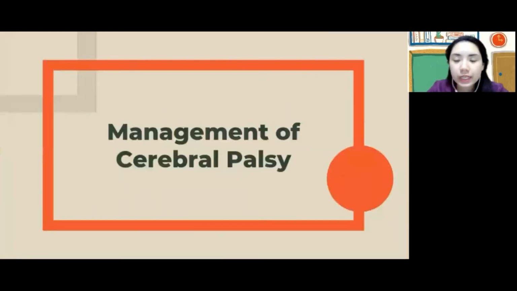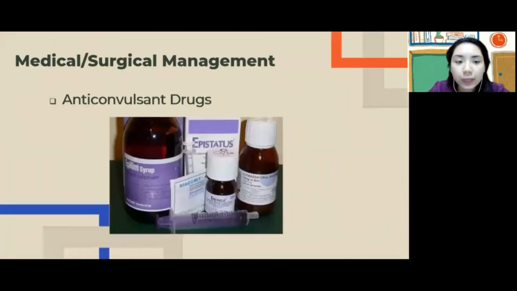Okay, so now let's proceed to the management of cerebral palsy. First, we have the medical and surgical management. This is anticonvulsant drugs, commonly used among those with epilepsy or seizures. These must be carefully monitored, and they may affect the state of the child's digestion and gums, and may require feeding adjustments as well.